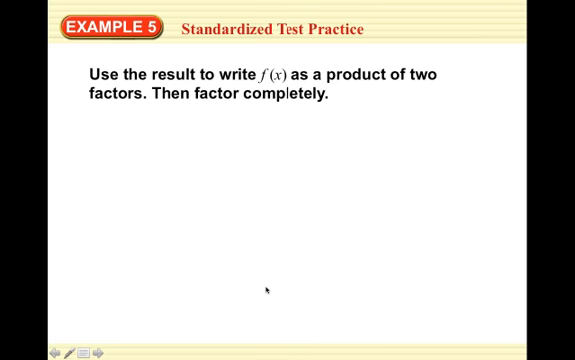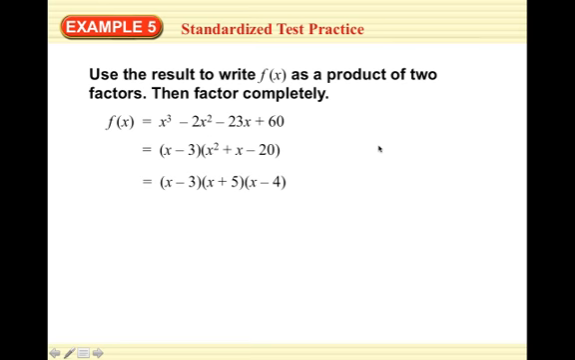All right, so we're going to use the result to write f of x as a product of two factors and then factor completely. So here's our original. We've factored out the x minus 3, and our quotient was x squared plus x minus 20. So now we need to factor the x squared plus x minus 20. This one will be a little easier to factor. We want numbers that multiply to be -20 and add to be 1, so +5, -4.